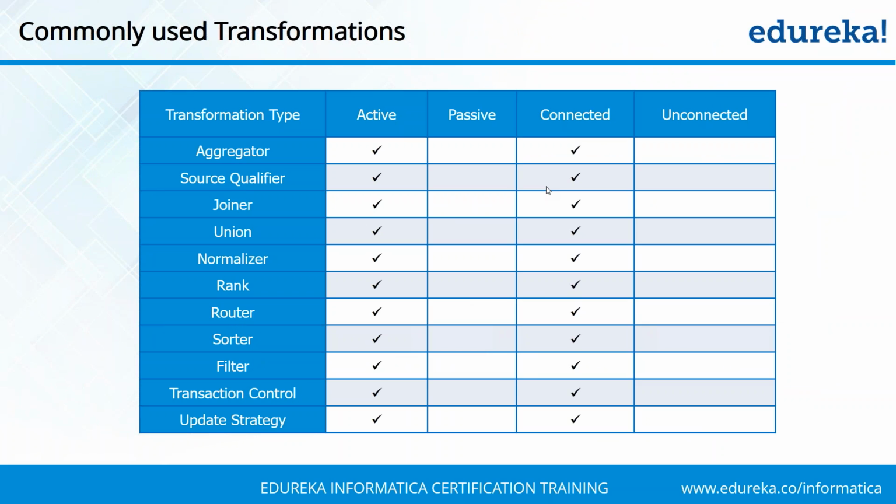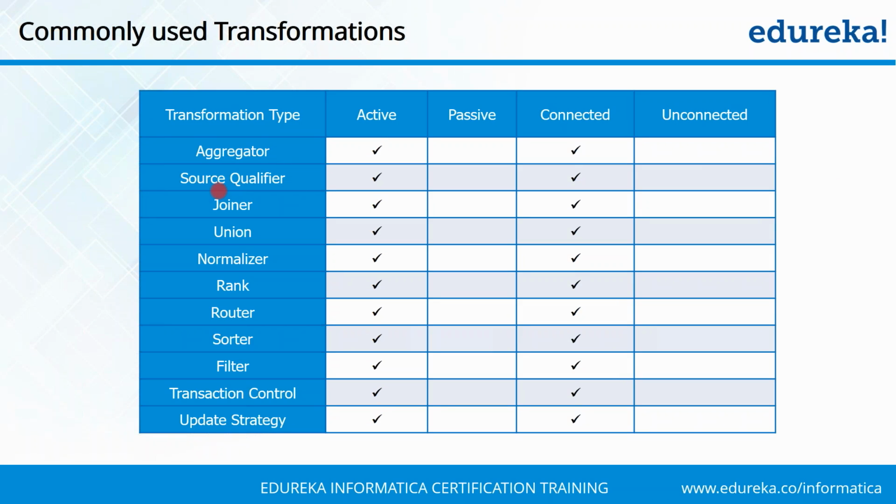So here we have a list of 11 transformations that are active and connected transformations. Don't worry, we'll be looking at some of the passive transformations as well. So we'll start off by first looking at the aggregator transformation. Now the aggregator transformation is mainly used to perform aggregate functions. Let's say you wish to find the sum of the overall money that you need to pay, or let's say you wish to find the maximum that you're paying each employee, you can use an aggregator function here.